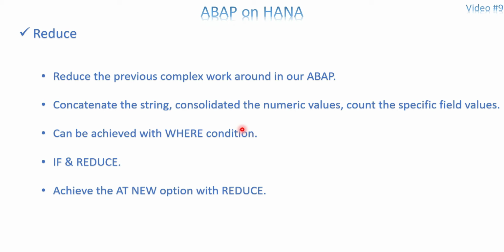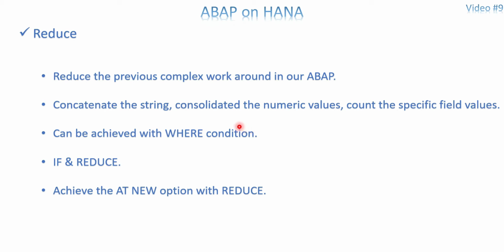Mostly this reduce is going to work with loop internal table. So to reduce the complex kind of logics, we are going to use reduce. And concatenate, it can be used to concatenate a string. Suppose I have 10 materials, I want to concatenate all the materials into one variable. So concatenate the string or consolidate any numeric values, or I want to count the specific field values, so we can use it.